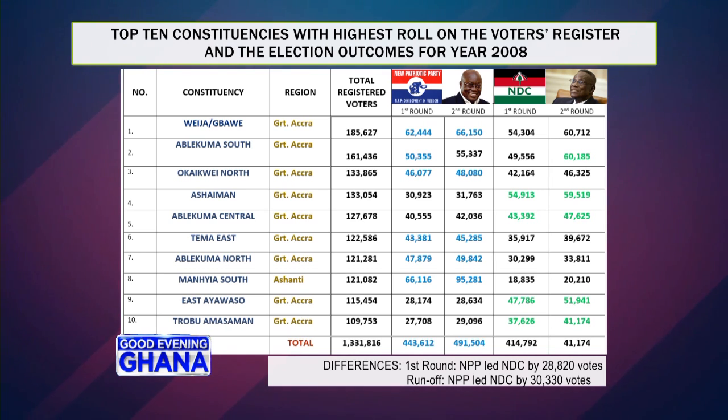And here they are. Weija-Gbawe, Greater Accra region. Ablekuma South, Greater Accra region. Okaikwei North, Greater Accra region. Ashaiman, Greater Accra region. Ablekuma Central, Greater Accra region. Tema East, Greater Accra region. Ablekuma North, Greater Accra region. Mensah South, Ashanti. East Ayawaso, Greater Accra region. Domeabra Obom, Greater Accra region. Okay.